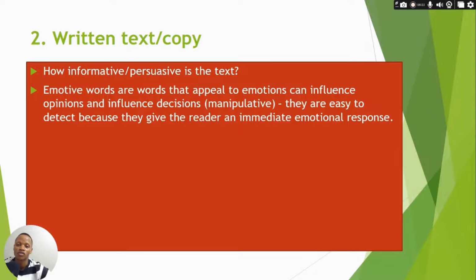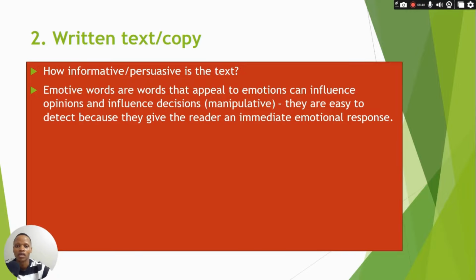Now, emotive words are words that appeal to emotions, and they can actually influence decisions. For example, do you know that you can die today? Get yourself a funeral cover. Already now you're thinking about death, and you are afraid, so you are more likely to actually act. Such language is somehow manipulative.